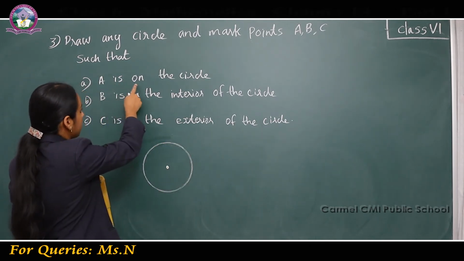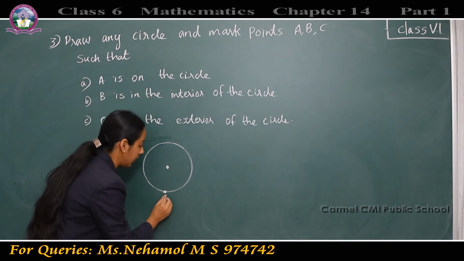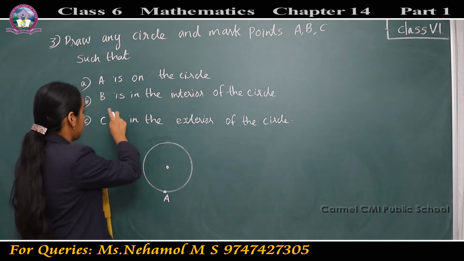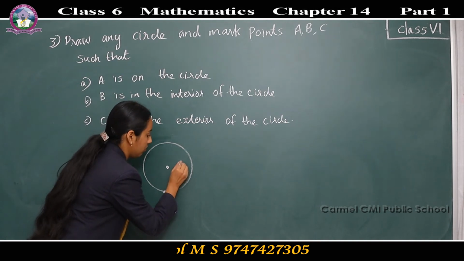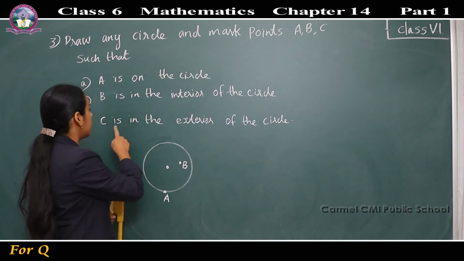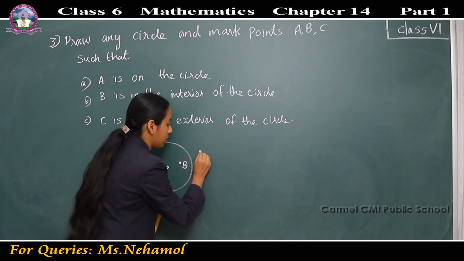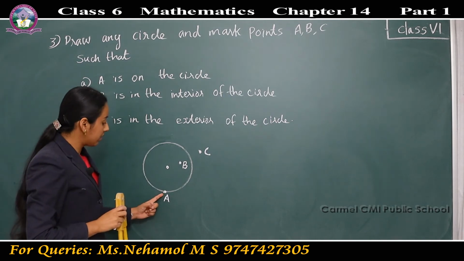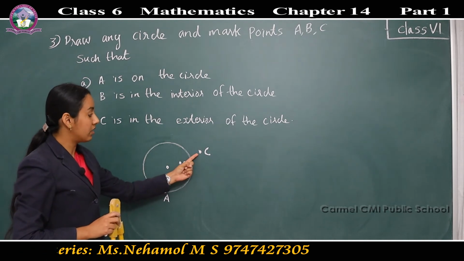Now A is on the circle. So we have to mark a point on the circle and name it as A. Then B is in the interior of the circle. That means inside the circle. So mark a point B, interior of the circle. Then C is in the exterior of the circle. Exterior means outside of the circle. So mark a point C, exterior of the circle. A is on the circle, B is in the interior of the circle and C is in the exterior of the circle.